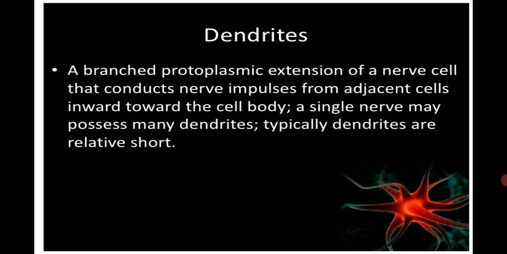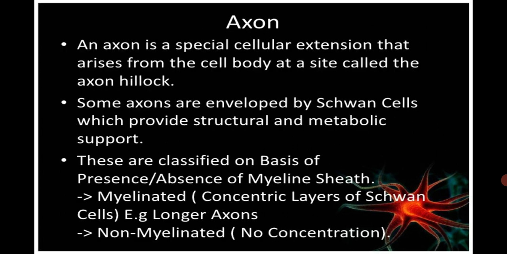The second component is the dendrites, branched protoplasmic extensions of the nerve cells that conduct nerve impulses from adjacent cells inward towards the cell body. A single nerve cell may possess many dendrites. Typically, dendrites are relatively short. And the third component of the neuron is the axon. An axon is a special cellular extension that arises from the cell body at a site called the axon hillock.